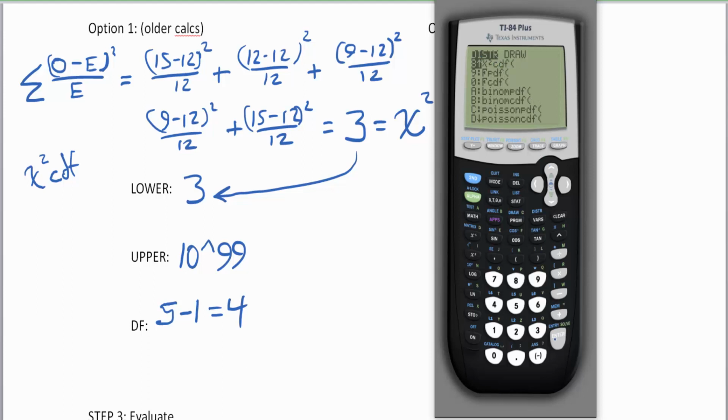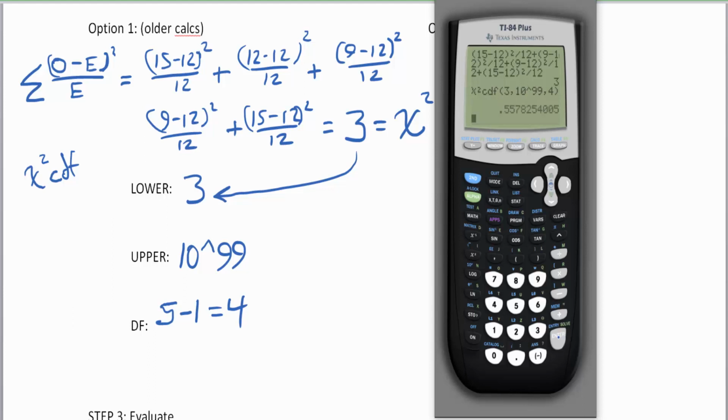It may be different on yours. You also could have scrolled down to get chi-squared CDF as well. Now you see my lower limit is 3, because that was my test value. My upper limit is infinity, which I'm going to put 10 to the 99th power, and 4 degrees of freedom. Then I'm going to hit paste, and this is going to paste the formula right there so I can see it. Older calculators, you'll have to do this without the help menu.